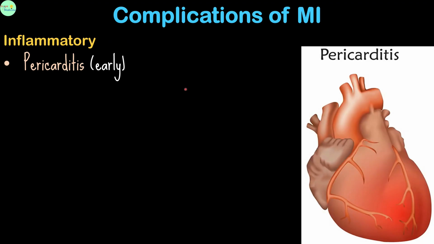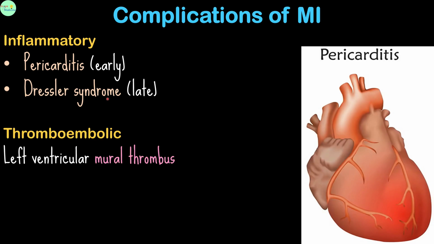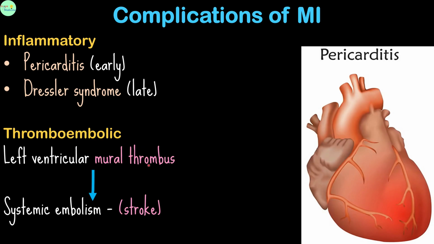Inflammatory complications include pericarditis, either early or delayed, as in Dressler syndrome. Thromboembolic complications can arise from a left ventricular mural thrombus, leading to systemic embolism.